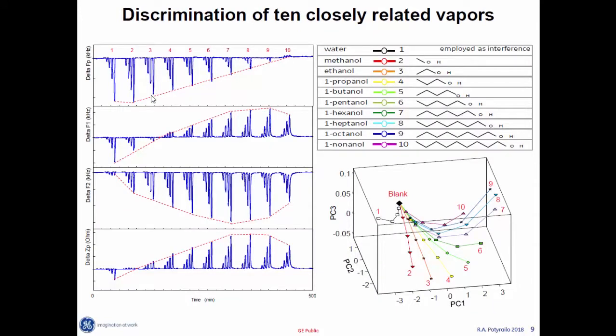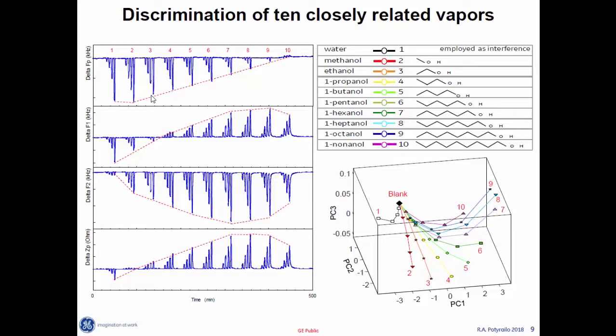So we also, in addition to discriminating between different kinds of vapors, show this example where we have 10 vapors that are closely related. 9 of them are alcohols with increasing length of the linear chain. These are the homogeneous alcohols from the same family, and water vapor as interference.